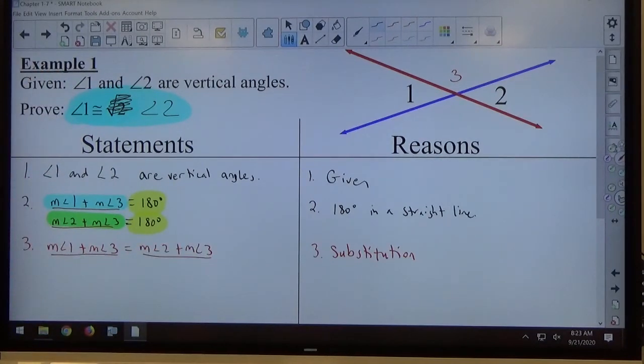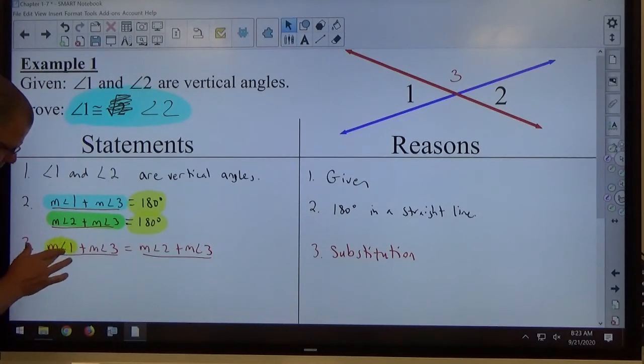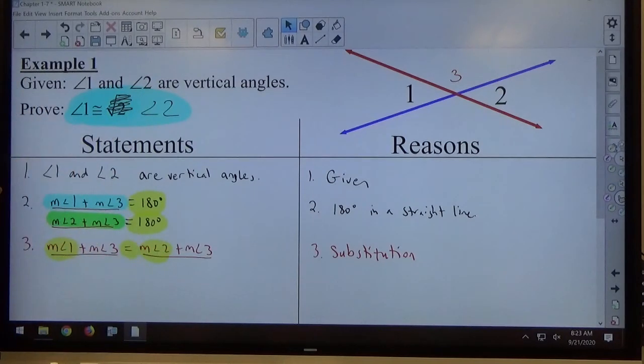I've been counting the numbers all my life, 1, 2, 3. 2 always follows 1, so sometimes my brain just wants to throw in the wrong number. So angles 1 and 3 add up to 180, and angles 2 and 3 add up to 180. So 1 and 3 and 2 and 3 equal each other. Now, at this point, this is what I want: angle 1 equals angle 2. I actually want them congruent, right? But that's later. We've got to be equal first.